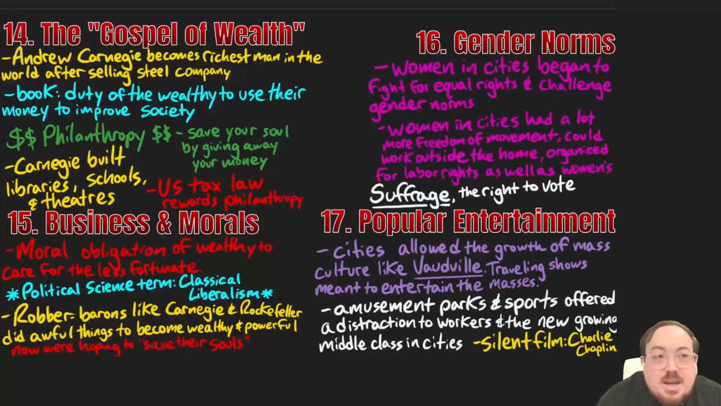And so both he and Rockefeller will begin, towards the end of their life, giving away money, donating to certain causes. Carnegie heavily invests in education and arts, building libraries and schools and theaters across the U.S., but also in places like Africa and South America. And his book, The Gospel of Wealth, is all about this duty of wealthy people to benefit their community, to use their money for good, and basically, you save your soul by spending money.